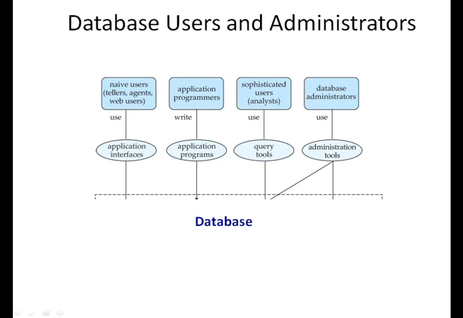Next is your specialized user, known as database administrator. This specialized user is a sophisticated user who writes specialized database applications that do not fit into the traditional data processing framework. So this is known as database administrator. The database administrator uses data administration tools for schema definition, schema and physical organization modification, granting authorization for data access, and creating views for the users. These are the workings of your database administrator. So these are your different types of user.